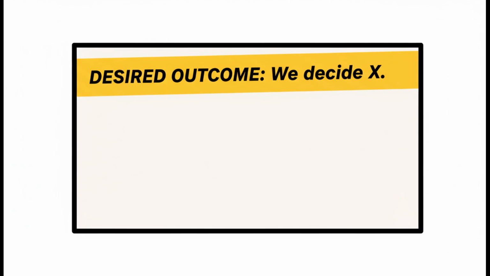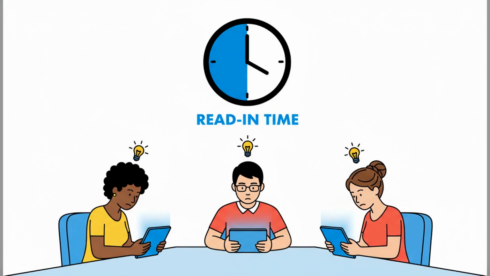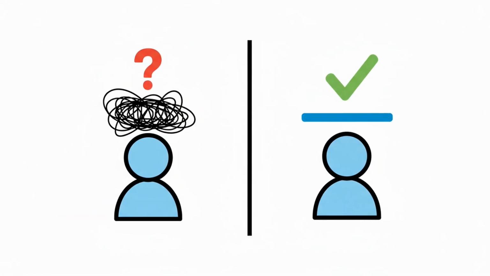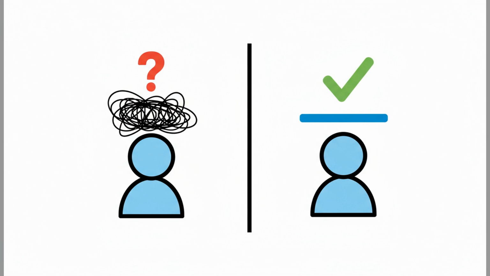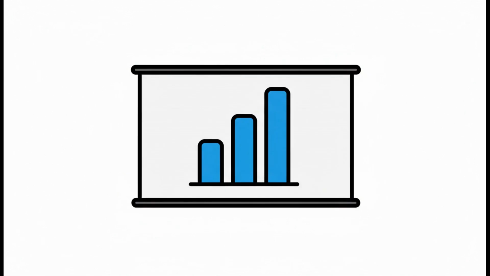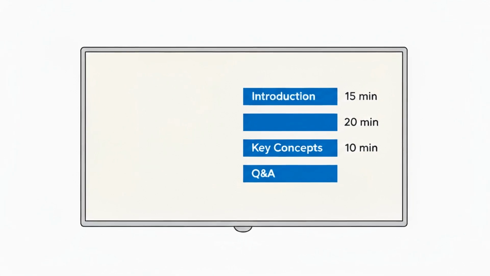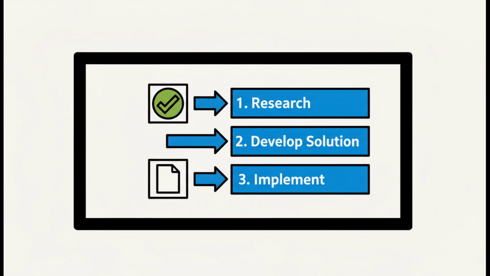Kick off with the single desired outcome: by the end of this meeting, we decide X. Share pre-reads with a short read-in time at the start to equalize context and cut extraneous clarification later. One artifact at a time on screen. No side-by-sides unless they're tightly integrated. Use a visible agenda with time boxes and link each segment to the decision or output it supports.